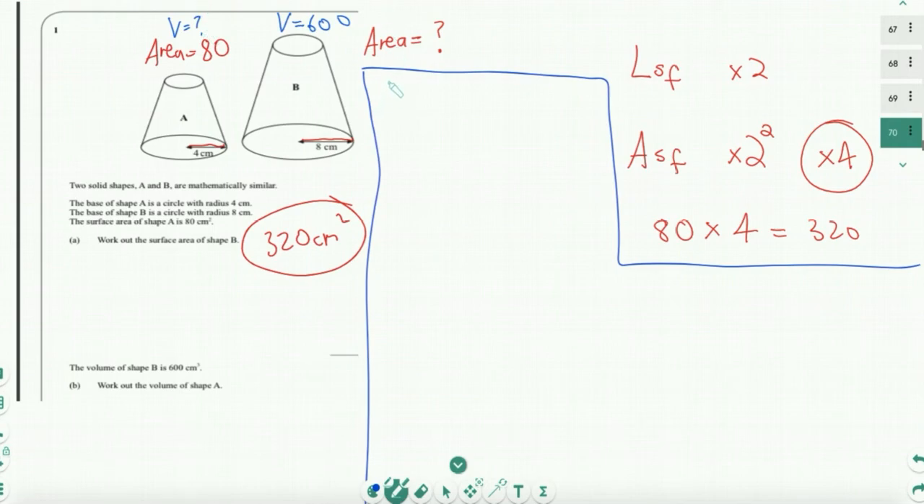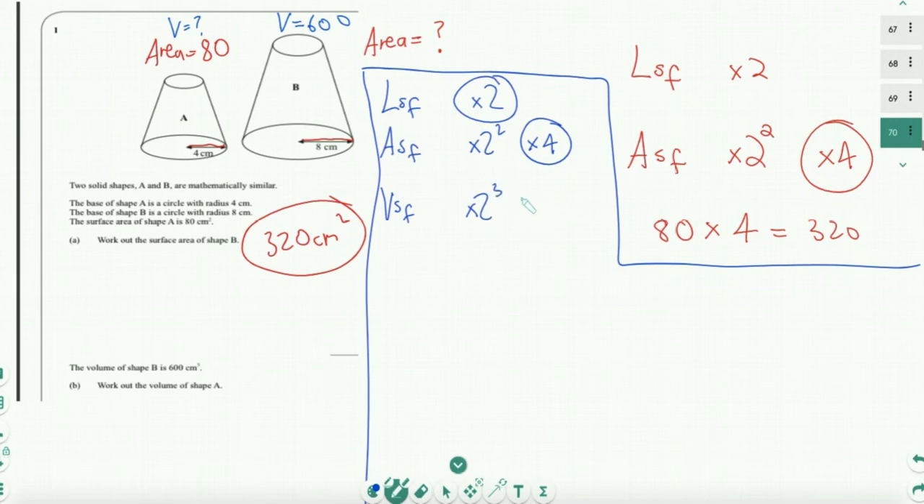Well, we know the length scale factor is times 2. The area scale factor was times 2 squared, which was times 4. And to find the volume scale factor, we have to get the length scale factor and cube it. 2 cubed is 8, so the volume scale factor is times 8.